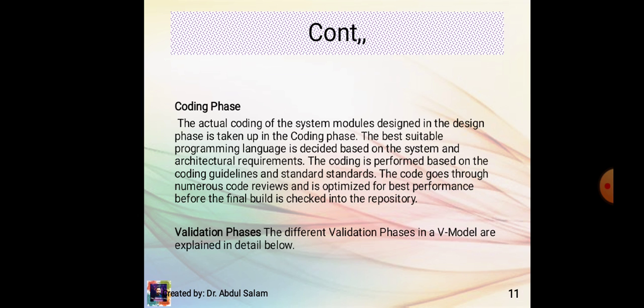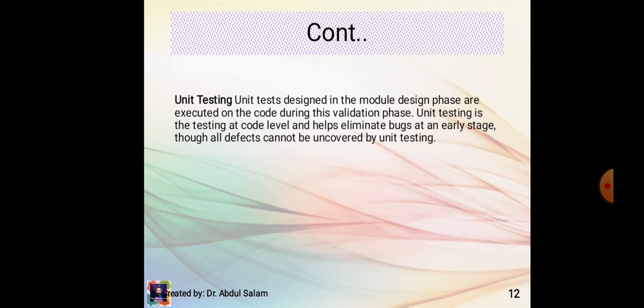Validation phase. The different validation phases in a V model are explained in detail below. Unit testing. Unit test designed in the module design phase are executed on the code during this validation phase. Unit testing is the testing at code level and helps eliminate bugs at an early stage, though all defects cannot be uncovered by unit testing.